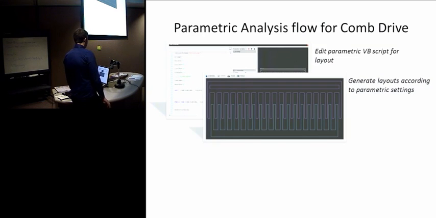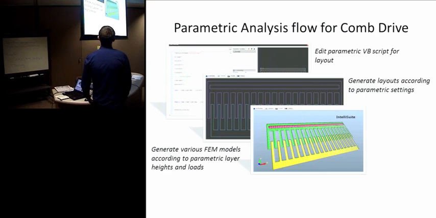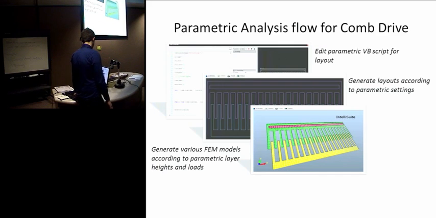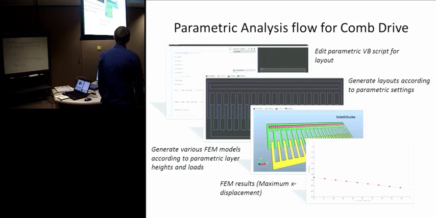Next, it will generate multiple layouts according to the parametric settings from the script. And then it will generate the 3D models and mesh them. At this point, you would select loads and boundary conditions for the 3D model. And then once you do that, it will run all of the simulations unattended using TEM and give you a result like this, which you can then either view in WaveRunner or 2D Viewer, one of our tools, or export your data for Excel.